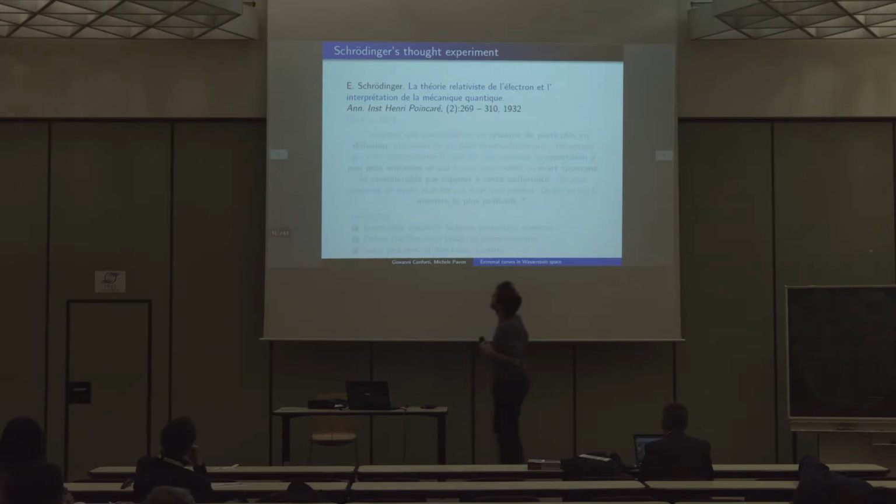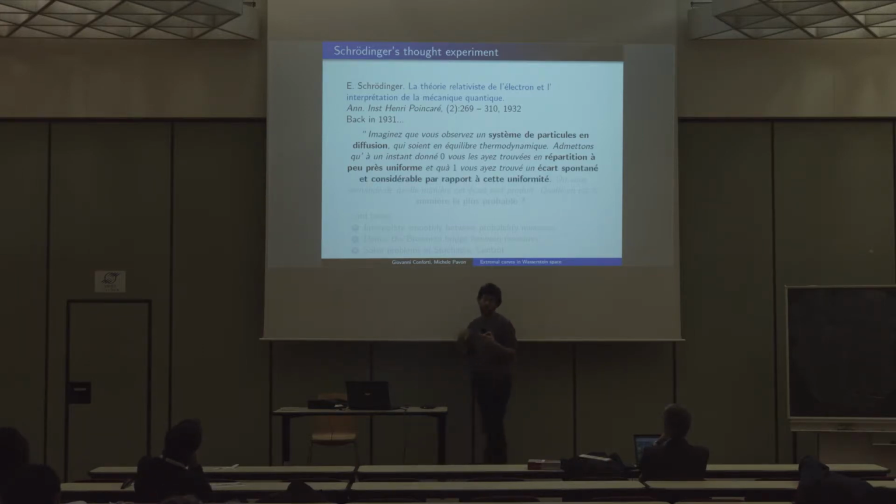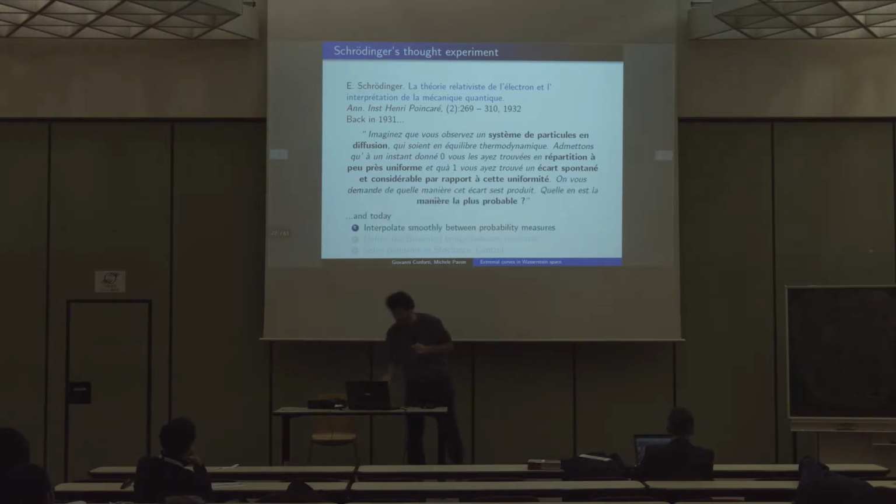Now I just want to tell you the story of this problem, because it's kind of easy and also kind of nice. It's in a paper by Schrödinger, which is quite old. He said, assume that you observe a bunch of particles which are diffusing and are in thermodynamical equilibrium. At time 0, they are more or less uniformly distributed on the space. Then you let them evolve for a unit of time. Since you have many particles, you expect lots of mixing going on, so you expect their configuration to be again very close to the uniform distribution at time 1. But you assume that this did not happen. And Schrödinger's question was: what is the most likely evolution of the particle system towards this unexpected configuration?